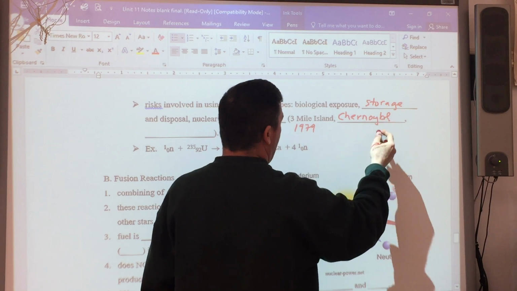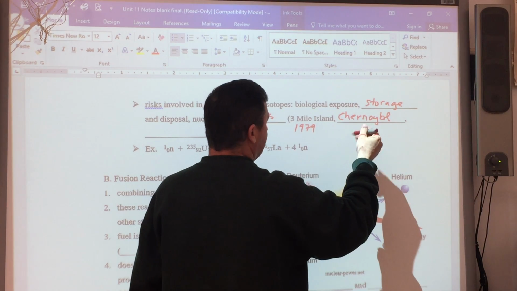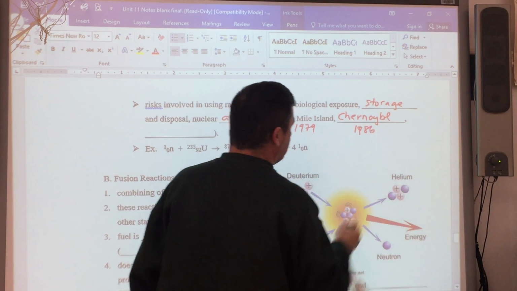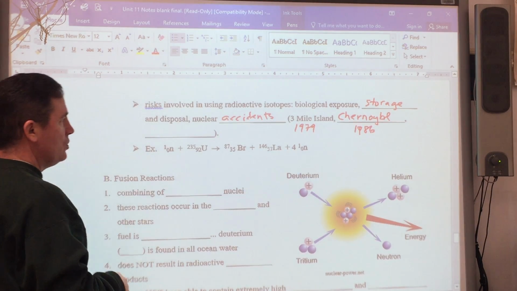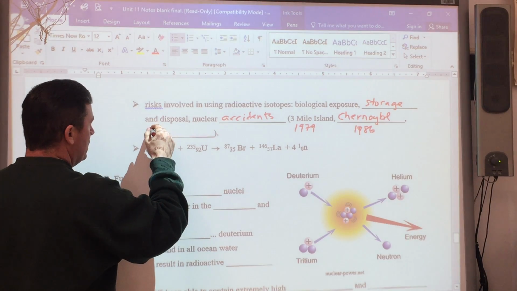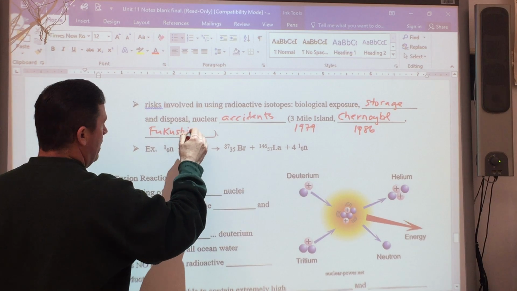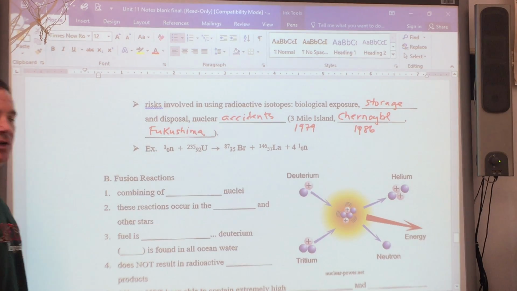It might be BYL, sorry. Chernobyl. This was in 1986. That was a huge one. And more recently, in Japan, in Fukushima, after the tidal wave, the tsunami that came through about 2009 or 2010.